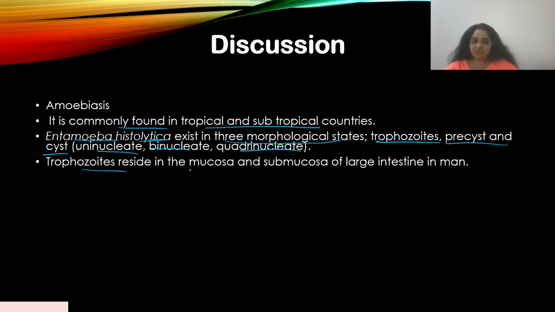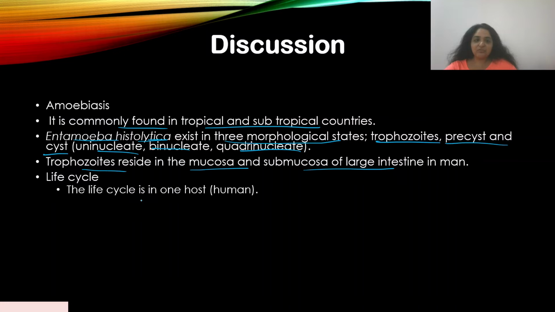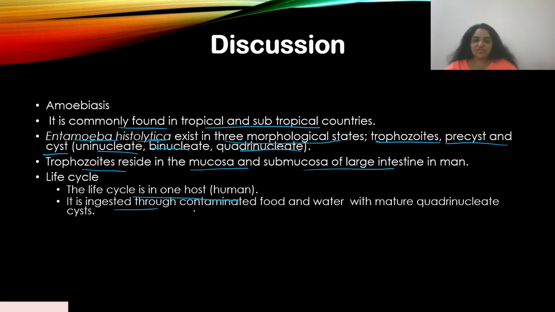The trophozoites reside in the mucosa and submucosa of the large intestine in man. What is the life cycle of that? The life cycle is in one host, which is human. It is ingested through contaminated food and water. Again, this is the same thing. If you avoid contaminated food and water, you're not going to get infected. If you eat contaminated food and water, there is a chance that you could get an infection. So that's why it's very important.